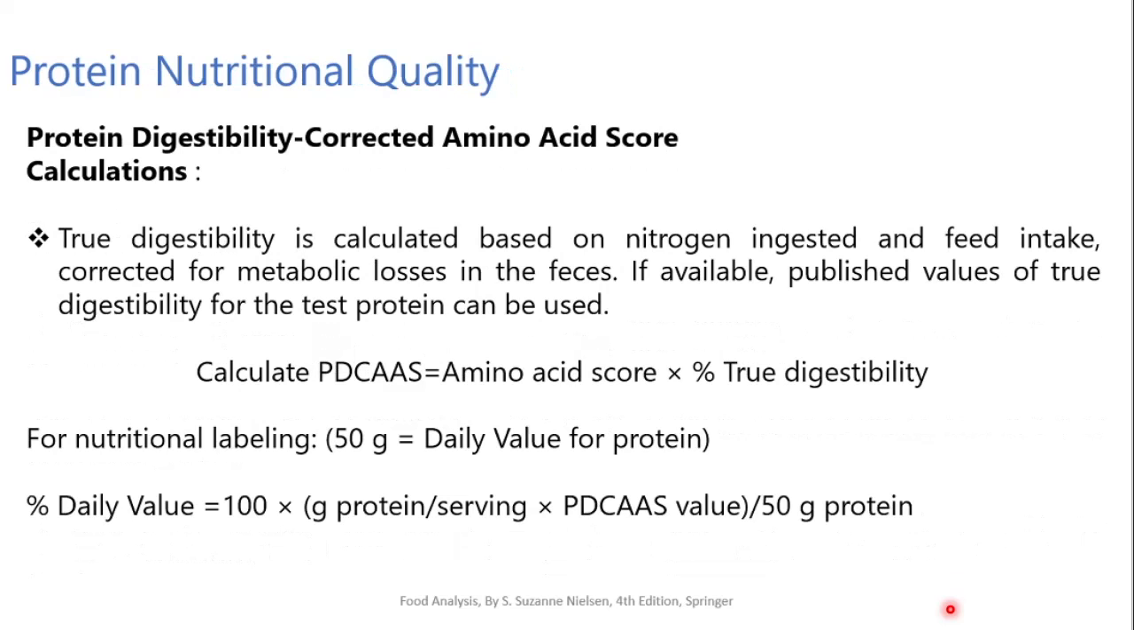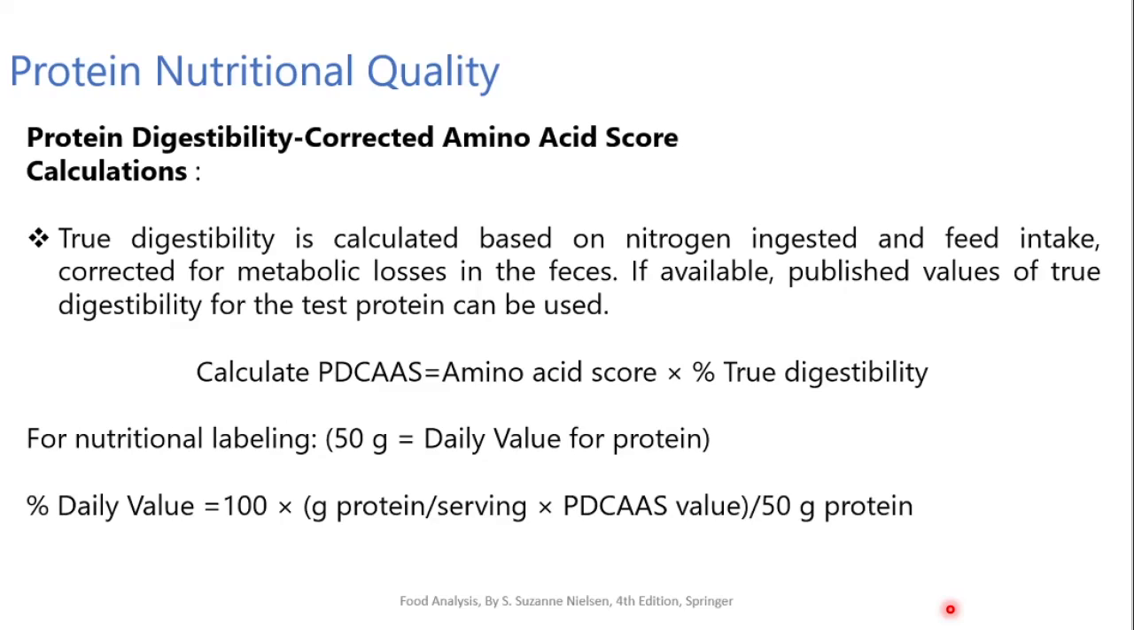So, true digestibility is calculated based on the nitrogen ingested and the feed intake, corrected for metabolic losses in the feces. If available, published values of the true digestibility of the test protein can be used, and from that we calculate the protein digestibility corrected amino acid score, which is given as amino acid score times the percentage of true digestibility. True digestibility is calculated by nitrogen ingested and feed intake corrected for the metabolic losses in the feces.